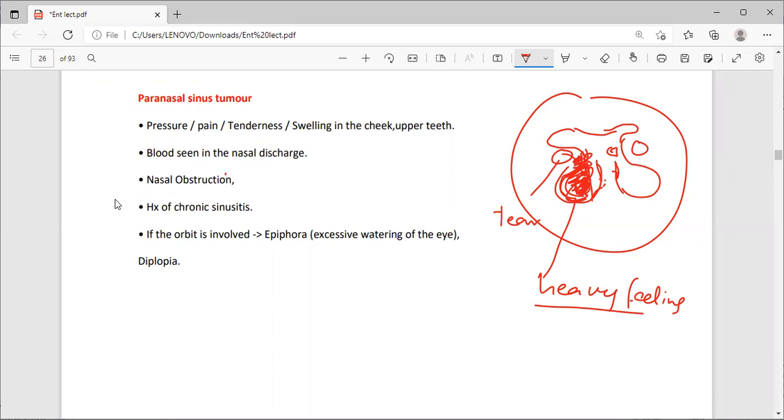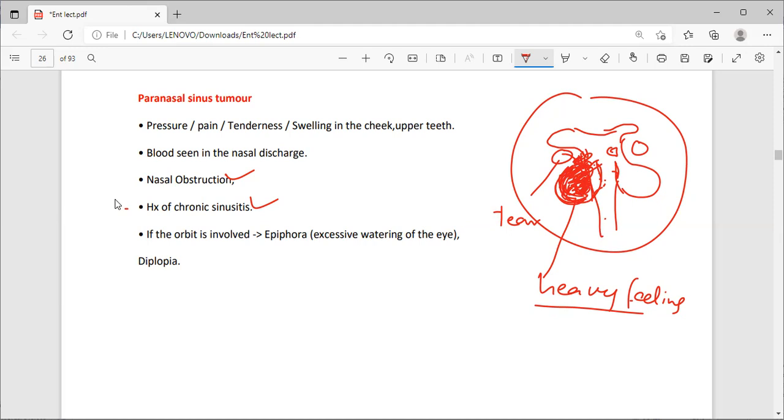There will be nasal obstruction, and a history of chronic sinusitis, because again and again your ducts will be blocked and there will be no secretion going out from the sinuses into the nasal cavity. When secretions are not draining from the sinuses into the nasal cavity, they can get clogged up and lead to infections, and these infections can then lead to chronic sinusitis.